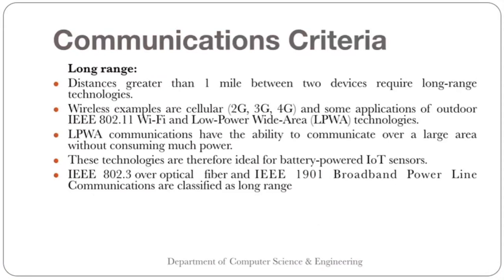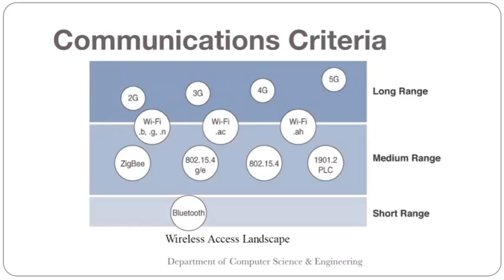IEEE 802.3 over optical fiber and IEEE 1901 broadband power line communication are classified as long range communication criteria. So this is about range. The first communication criteria we are talking about is range.